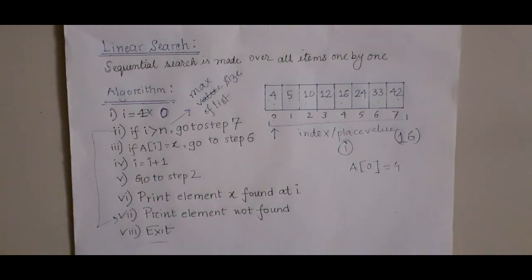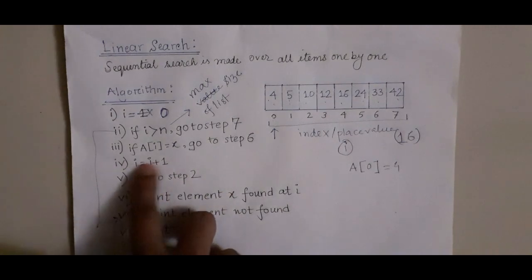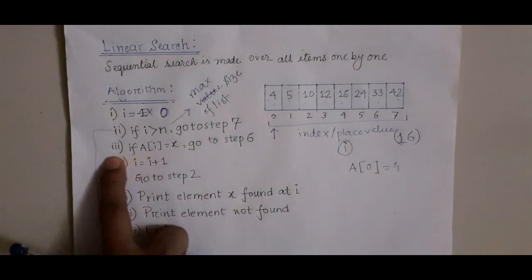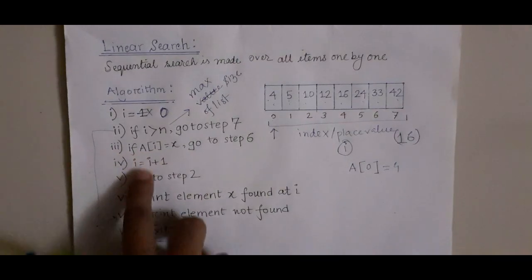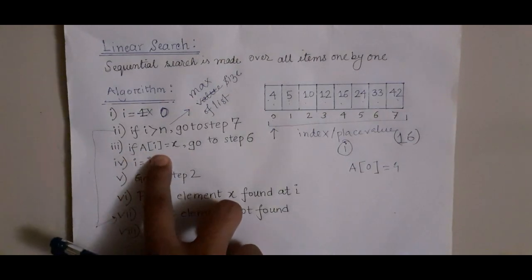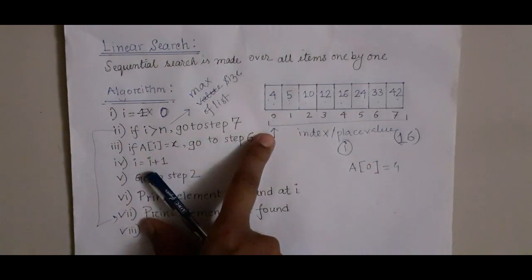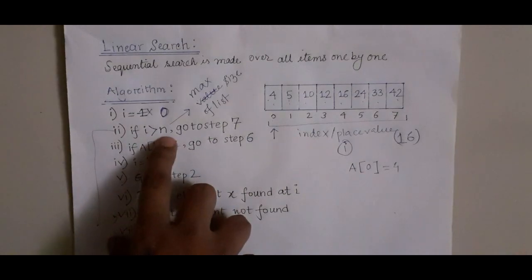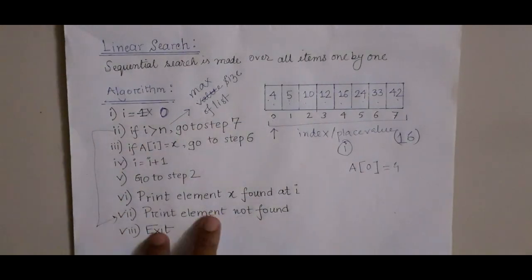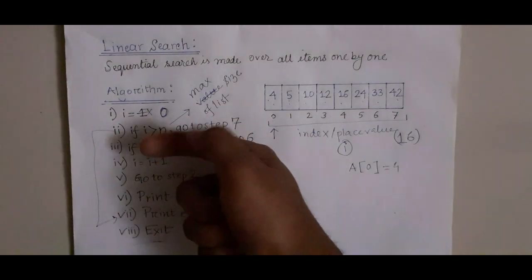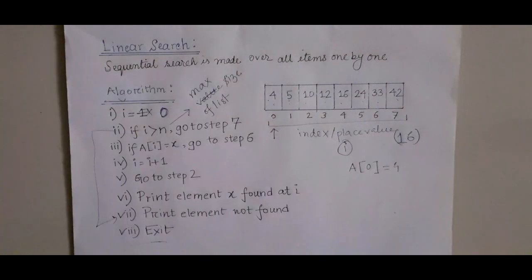But in the third option, we have if A of I. So there is an if condition, right? If I is greater than n, we need to go to step 7. Otherwise, we just need to follow the instructions chronologically.